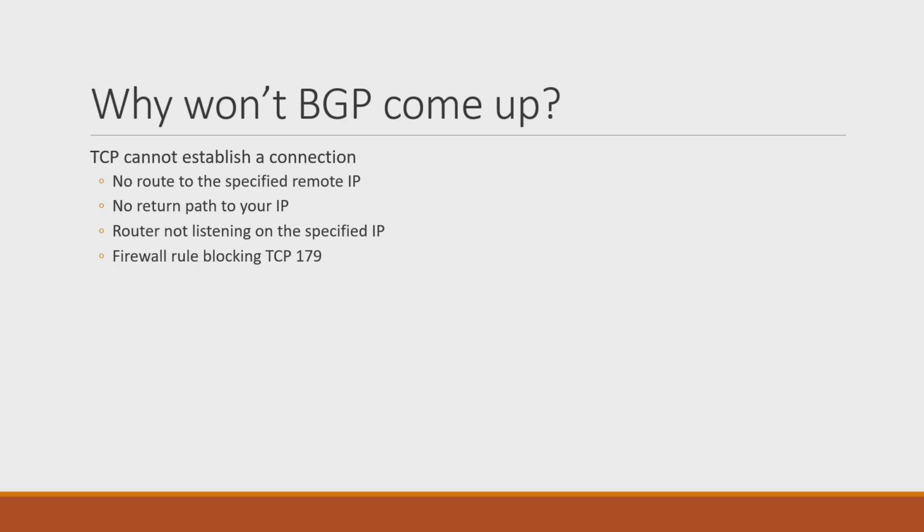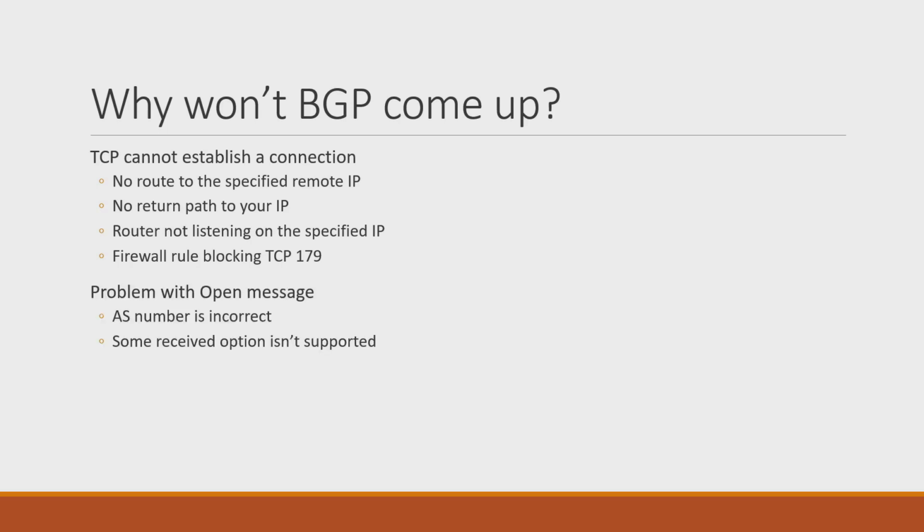Conversely, the remote router might not have a way to route traffic back to your address, or might not be listening for BGP connections on the address you specified. Finally, firewalls need to be configured to allow BGP sessions through, so if you have applied an access list, it may prevent the session from coming up if it doesn't allow TCP port 179.